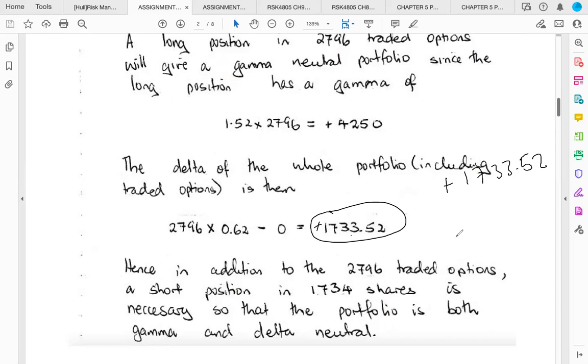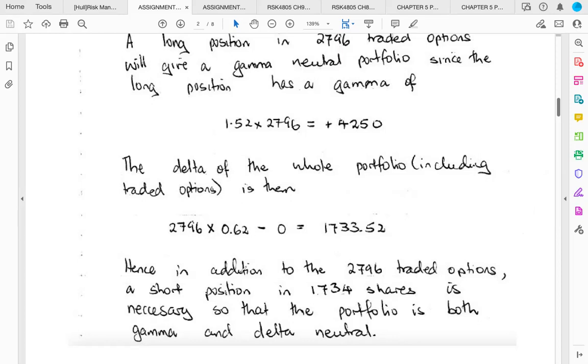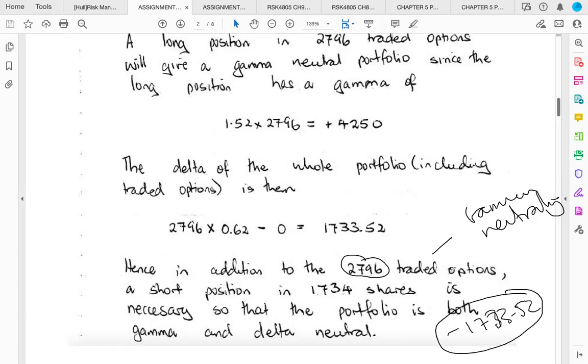So to balance this delta out, we will need to go negative, right? Such that this plus this will give us 0. So it means we need to go short. We need to go short on a particular asset such that we can maintain delta neutrality. And then to maintain delta neutrality, we just have to go short on the number of shares associated with our new delta. So we finish off by saying, hence, in addition to the 2,796 traded options, which helped us to get to gamma neutrality, we will also need a short position. In other words, we will also need to get minus 1733.52 with regards to our delta.